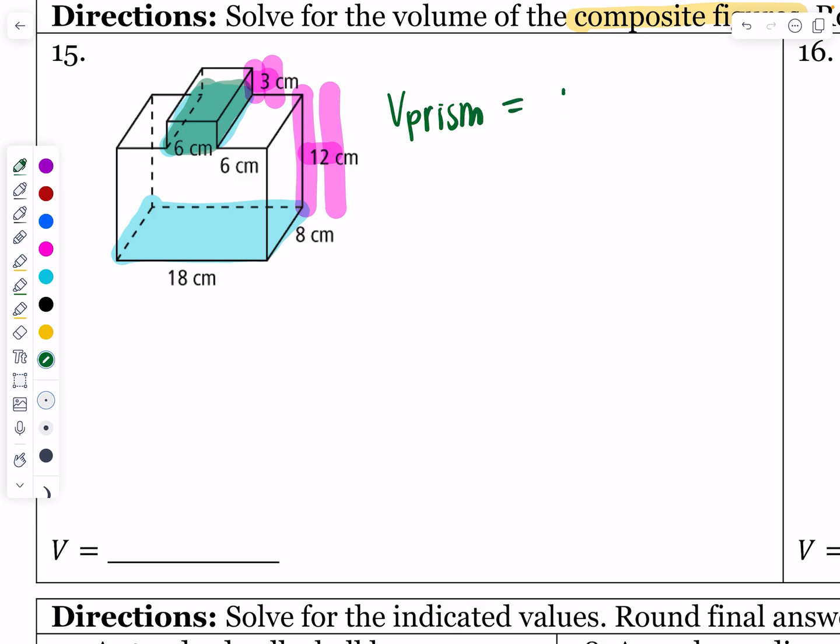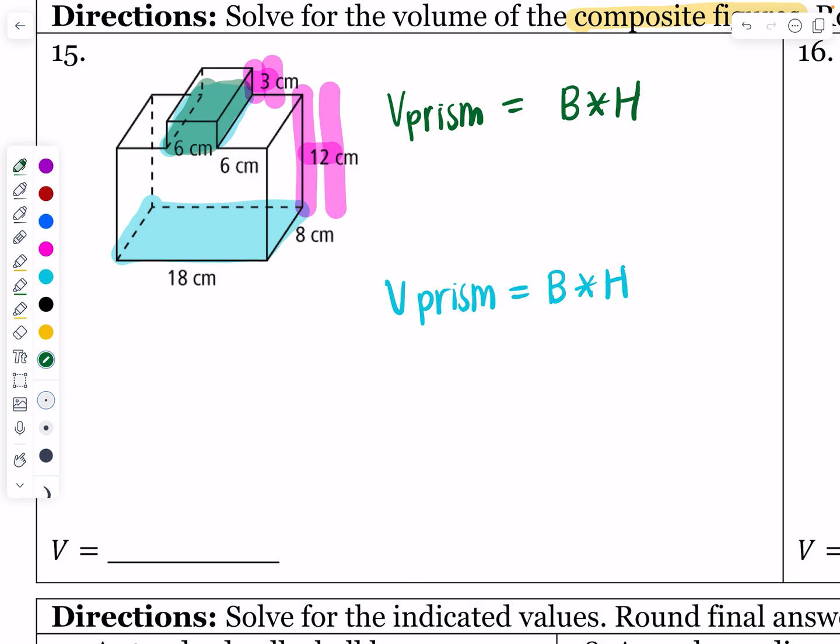What is the volume of a prism? It's going to be its base times its height. And then we have the volume of the prism on the bottom. And then what are we going to do with those two amounts? We're going to add those two together. So we've got our green prism and we've got our blue prism. And so how do I find the volume of the green prism on top?